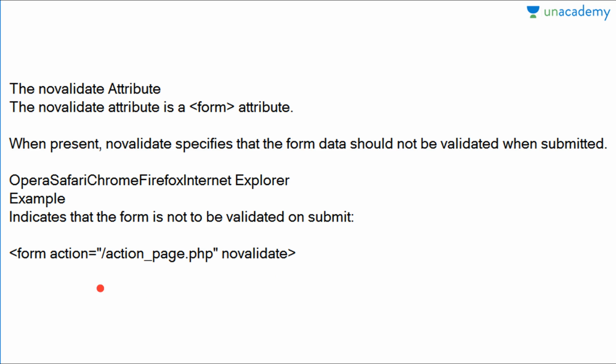But let's talk about the theory only, how to use it. Let's see from the following example. Form action goes to action_page.php and novalidate, like we have used autocomplete. So again we are using this novalidate in the complete form only, and this is how the form will not be validated.